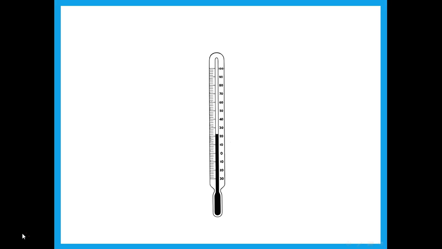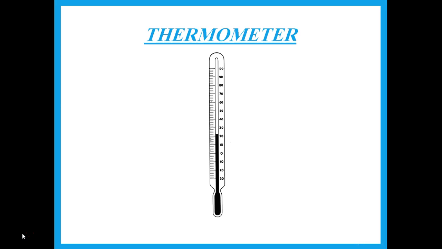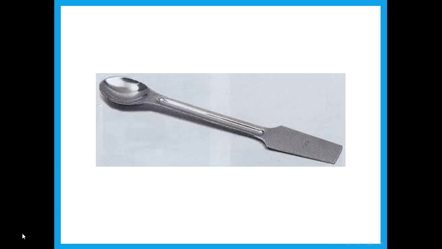This is used to measure temperature. Of course, this is a thermometer. This is used to take solids, to just scoop solids out of their container. So if we say add a solid to my beaker, I use this. This is called what? It's called a spatula.